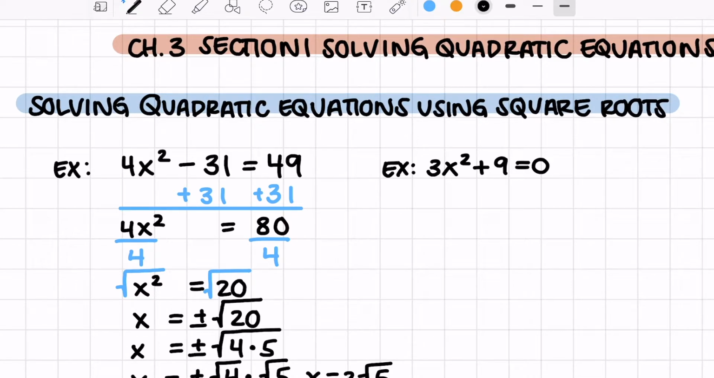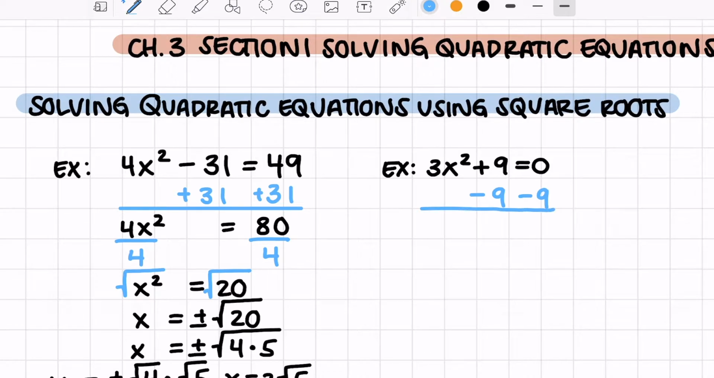Let's check out the next problem on the other side. And let me give myself some space to write down the other problem. So on the other side, I'm going to start off by subtracting 9 on both sides instead. When I subtract 9 on both sides, I'm left with 3x squared, and this equals negative 9. And then I'm going to divide by 3 on both sides. When I do that, I'm left with x to the power 2 equaling negative 3.